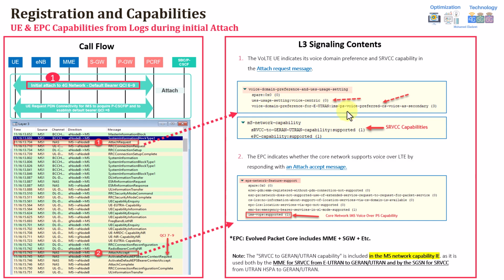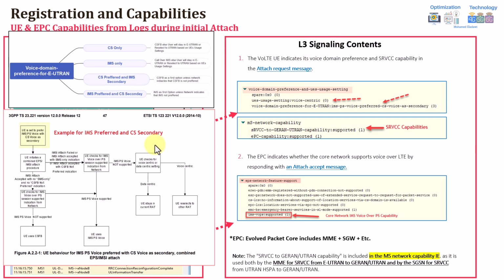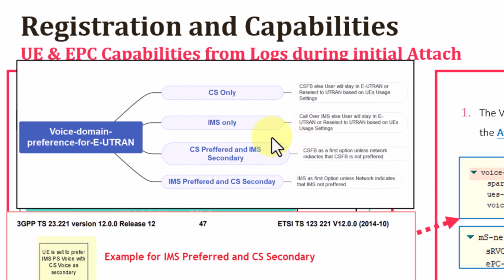So now let's explain what this means in more detail, voice centric and IMS voice preferred. Okay, as you can see in the two figures on the left here, the first one at the top left shows that the voice domain preferences can have four types, as I mentioned. It can be sent as CS only, or IMS only, or CS preferred and IMS secondary, and IMS preferred and CS secondary. And this is the one usually used for the VoLTE network or the IMS.